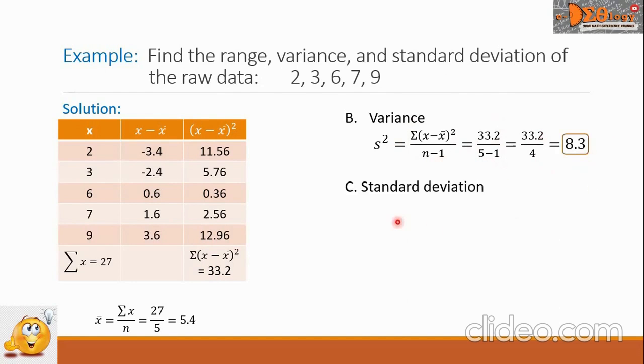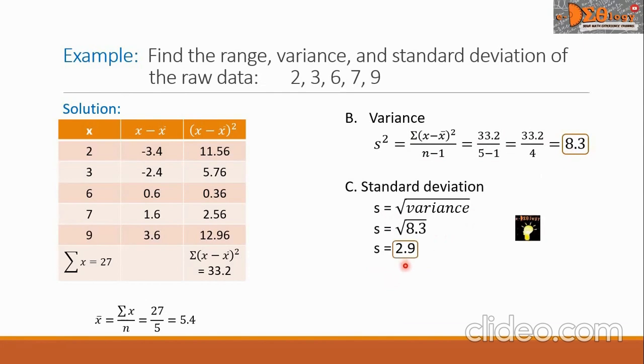Next is the standard deviation. We say that s is simply the square root of the variance. So we write s equals square root of 8.3. And the answer here is 2.9. This is the standard deviation.